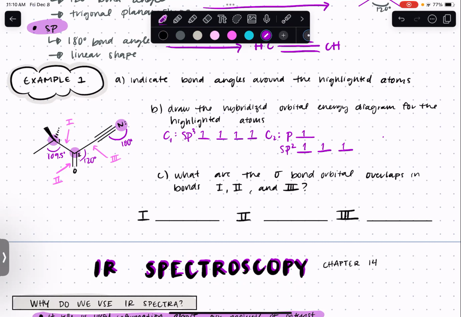4 valence electrons. And then finally, that nitrogen, are we going to be sp3, sp2, or sp there? Yeah, sp. So we'll save 2 p orbitals here. And then sp will have 2 orbitals there as well, but one of those is going to have 2 electrons in it.